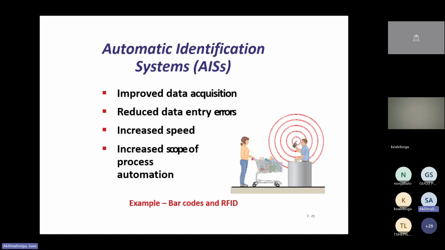Right. So when we are talking about automatic identification system, we talked about the improvement in data acquisition, reduces data entry errors, increase speed, increase scope of process automation.